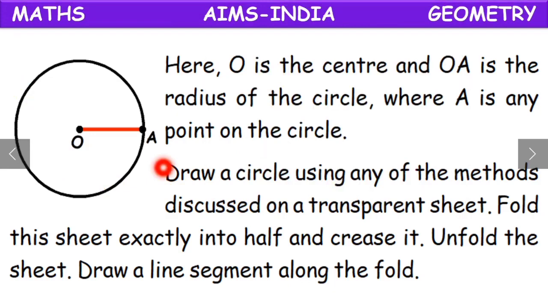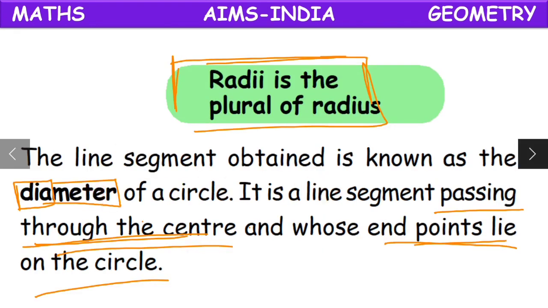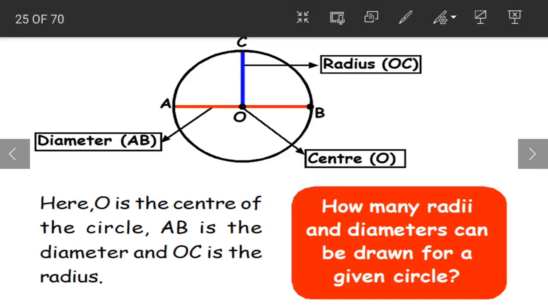What are the three parts of the circle that we have learned? One is the center, the other is the radius, and the third one is the diameter. Now if you look at this picture carefully, this O becomes our center. From O to a point on the circle, the line segment OC becomes our radius, and the line segment AB, whose both endpoints lie on the circle and which passes through the center, becomes the diameter of our circle.